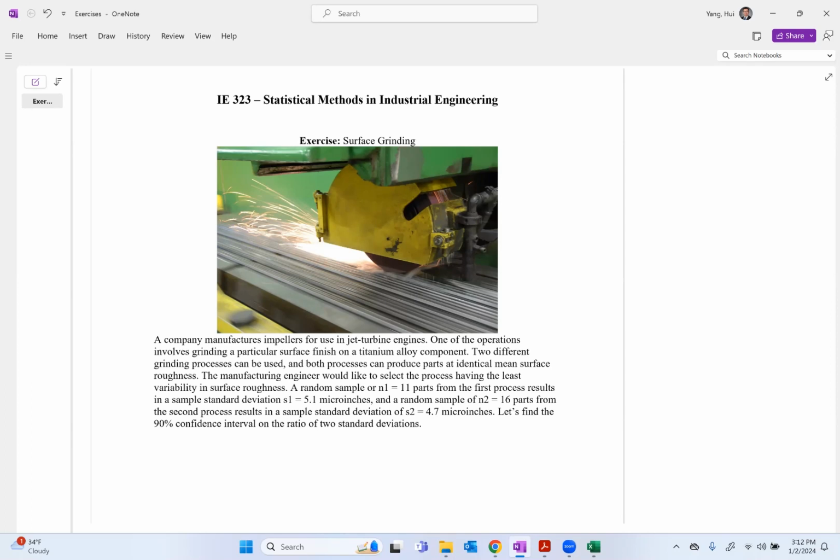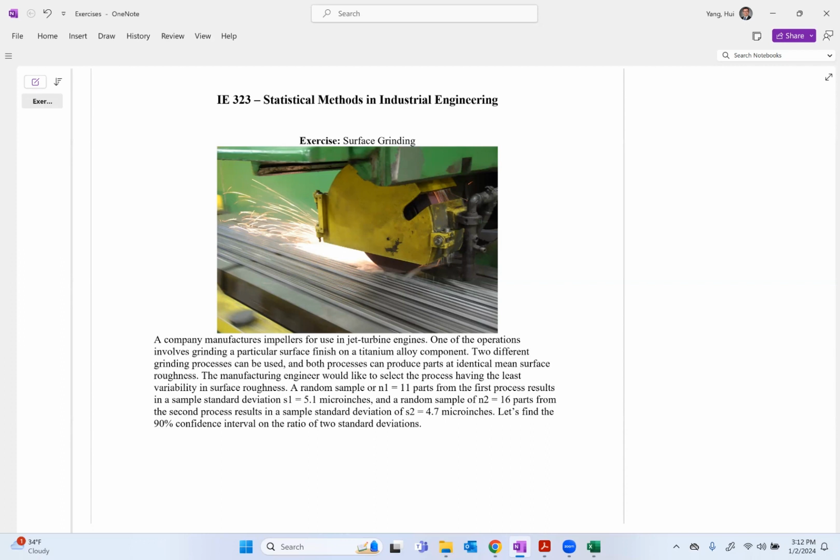Let's have a look at this exercise on surface grinding. A company manufactures impellers for use in jet turbine engines. One of the operations involves grinding a particular surface finish on a titanium alloy component. So two different grinding processes can be used, and both processes can produce parts at identical mean surface roughness. So the manufacturing engineer would like to select the process having the least variability in surface roughness.